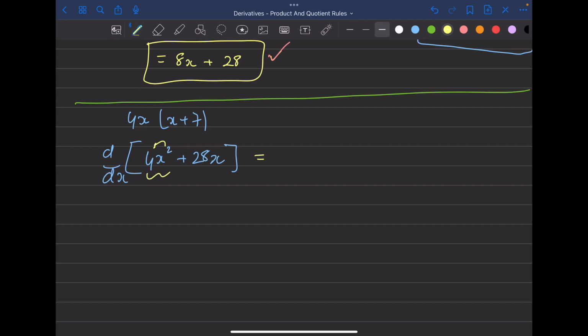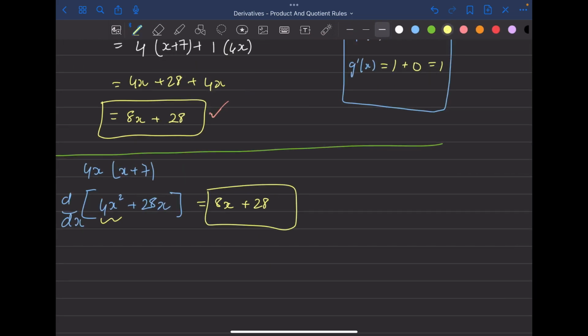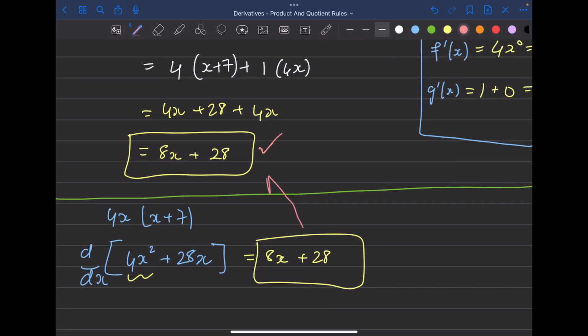This would be 4 times 2, which is 8, and then x to the power of 2 would become x to the power of 1. 28x would become plus 28, since this has a power of 1, and 1 times 28 is 28, and then x goes away because it would have a power of 0. And as you can tell, these are the exact same answers because they are both correct.